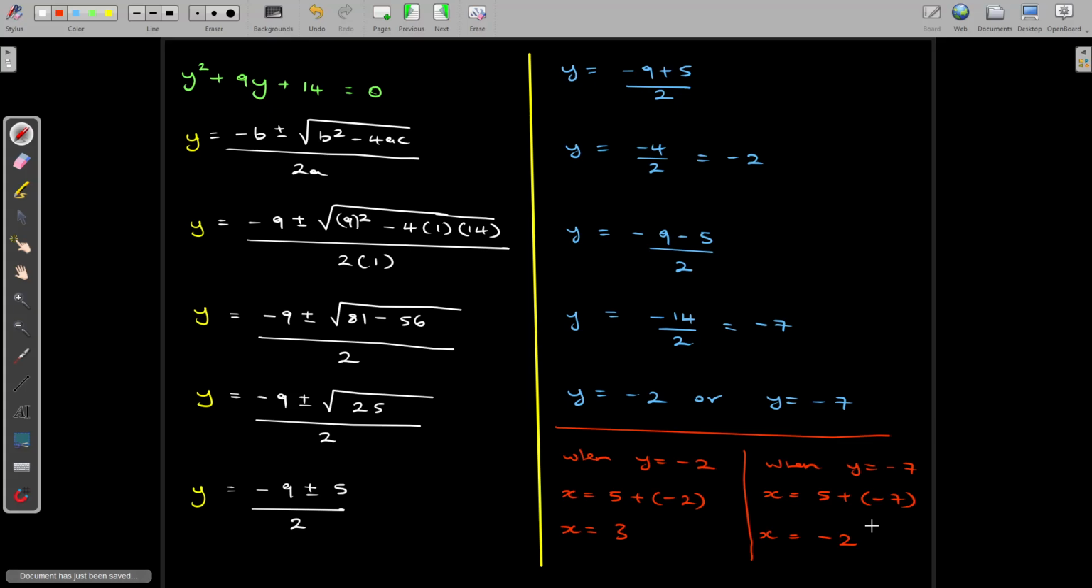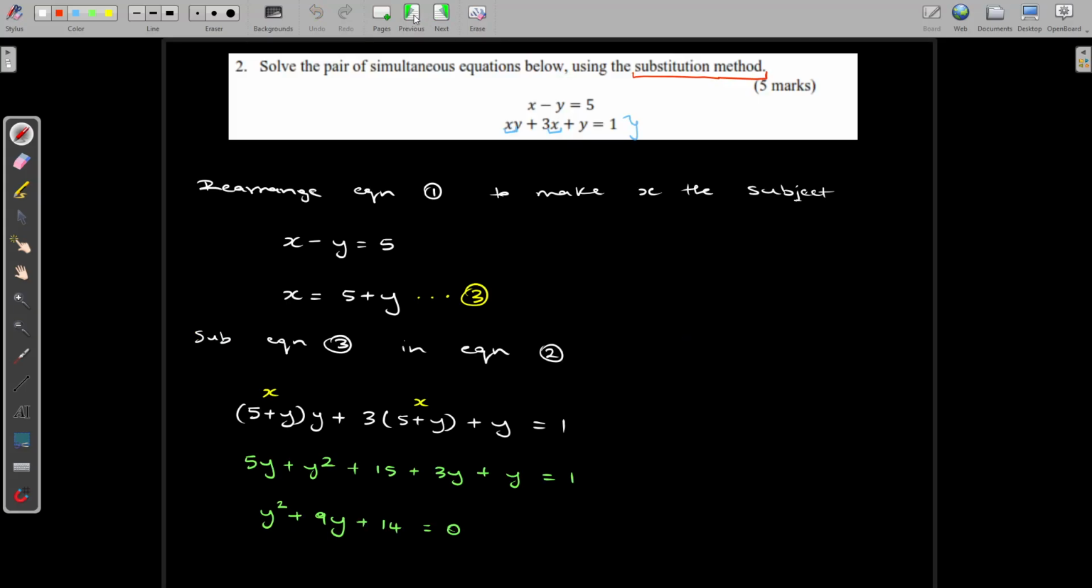So I hope that is clear how we approach such a question. The idea is trying to make the easiest variable the subject, and then we substitute that variable in the second equation, or whichever equation we did not modify.